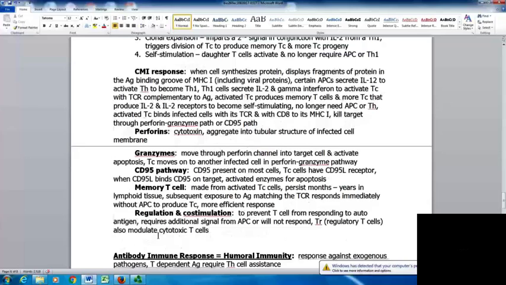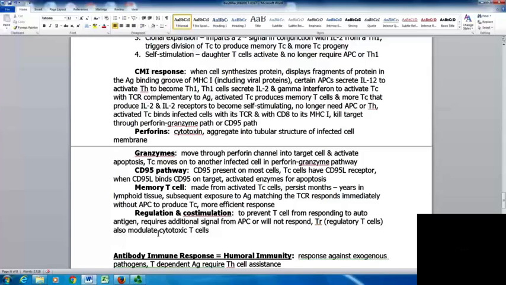Memory T cells, these are going to be made from activated T cells. They can persist for months to years in the lymphoid tissue. Subsequent exposure to the antigen matching the TCR responds immediately without an APC to produce the cytotoxic T cell, so it creates a much more efficient response.